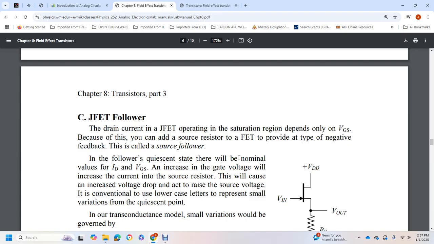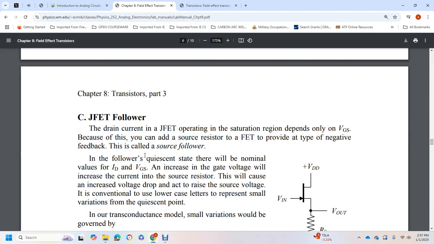The drain current of the junction field effect transistor operating in the saturated region depends only on the gate-source voltage. Because of this, you can add a source resistor to provide negative feedback, and this is called a source follower. Consider the quiescent state, where the nominal values of the drain current and the gate-source voltage are set. Increase the gate voltage, and the current increases with the source resistor.